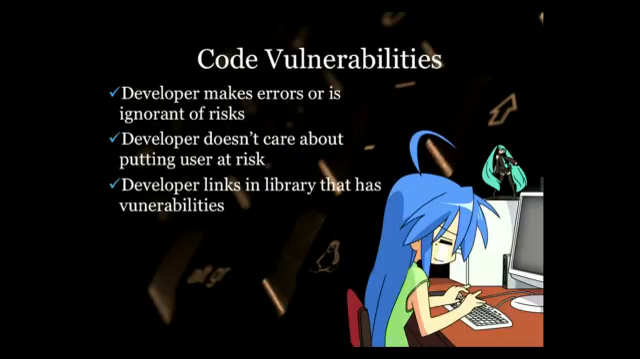So now I'm going to switch to the second half and talk about the code vulnerabilities. This is the second half of the risky activity. This is where essentially the developer is making errors. A legitimate developer writing a legitimate app is making errors or is ignorant of the risks of the mobile platform. They just don't know how to make a secure mobile app. Or sometimes the developer doesn't care about putting the user at risk. Sometimes part of their business model might be harvesting the user's personal information. So that's sort of the other category.